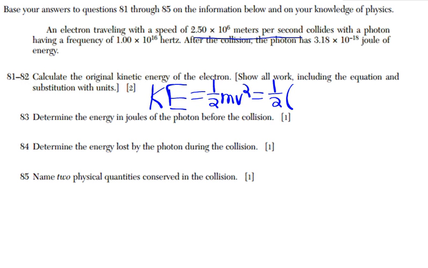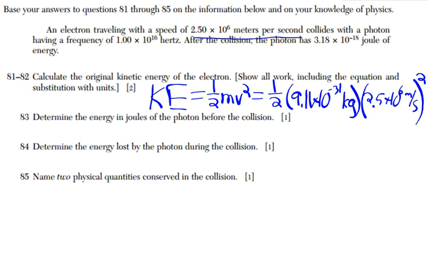So it's 1/2 times the mass of the electron, which is 9.11 times 10 to the minus 31 kilograms. We multiply that by the speed, 2.5 times 10 to the 6 meters per second, and that quantity squared. We plug that in our calculator and we get 2.85 times 10 to the minus 18 joules.